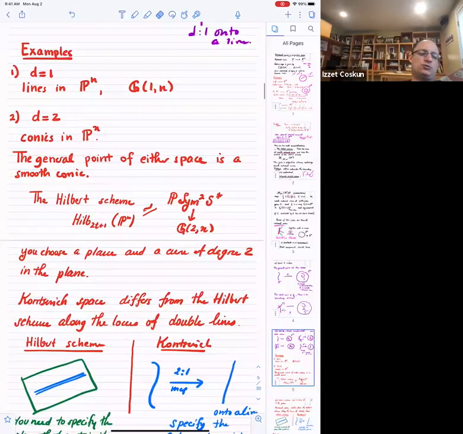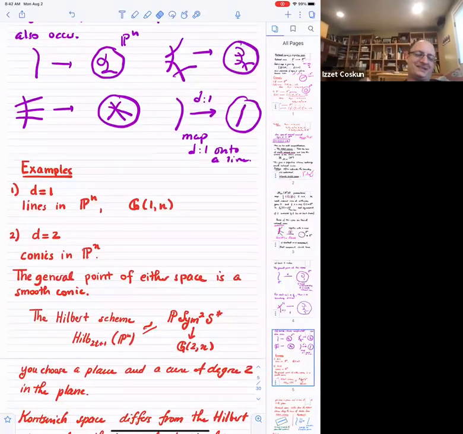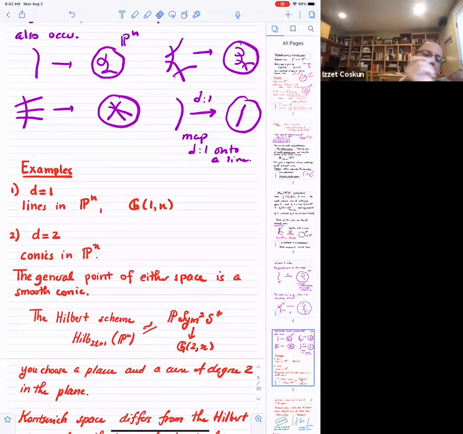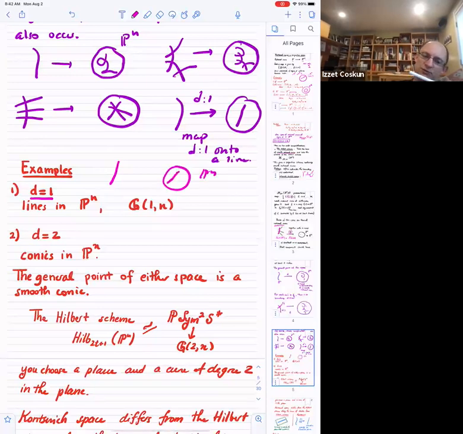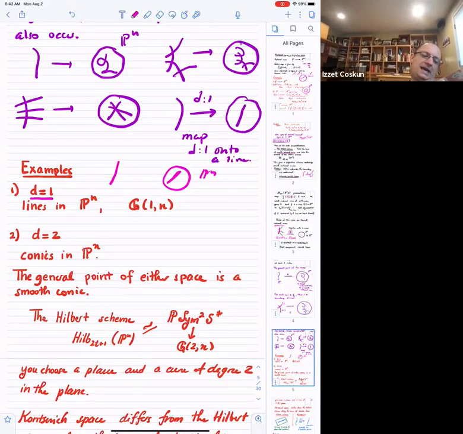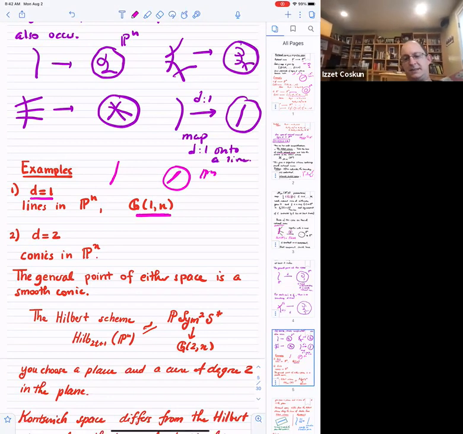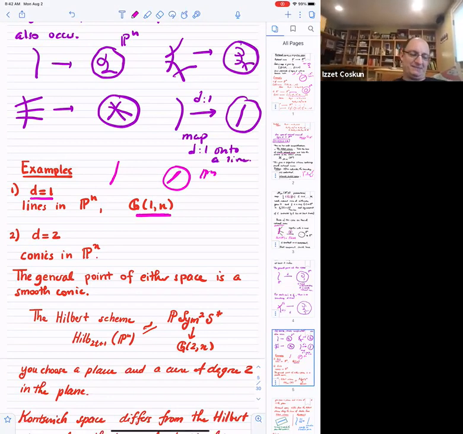All right, so maybe let's do a few examples rather than keeping this kind of thing very abstract. If the degree is 1, then the only possibility is that the map into Pn is a degree 1 curve, so you get a line. So in this case, both the conserved space and the Hilbert scheme are the same, and they have a nicer description. It's called the Grassmannian. This is the space that parameterizes lines.